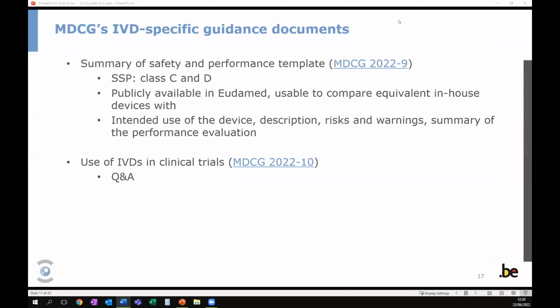So also in this year, a guidance has been published that describes the template that manufacturers can use for their summary of safety and performance, or what is also called the SSP document. So this is a document that will be made publicly available via UDAMED. It's needed for Class C and D IVDs, and it does describe in some detail the intended use of the device. It also provides a description of the IVD, the risks associated with the IVD, and then a summary of the performance. So in that respect, it will be really useful for healthcare institutions that manufacture in-house devices, because they can use this information when they scan the market for CE marked devices that might be equivalent to their in-house device.